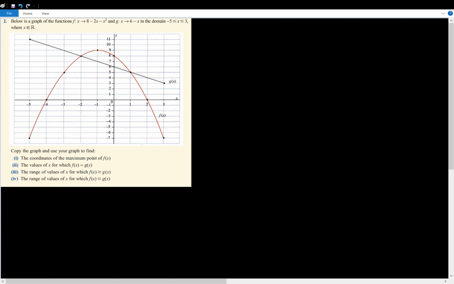of f of x. The maximum point of a curve like this is going to be the point at which it stops increasing and starts decreasing. It's going to be this point just up here at the top of the curve. So for part 1, the coordinates of the maximum point are minus 1, 9, like that. Minus 1 on the x-axis, 9 on the y-axis, that's the coordinates of our maximum point.